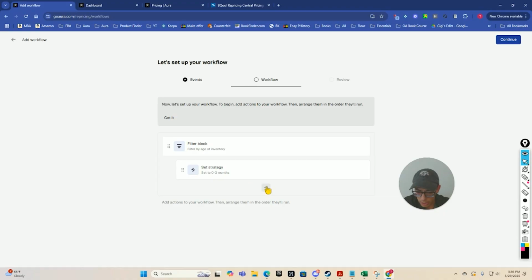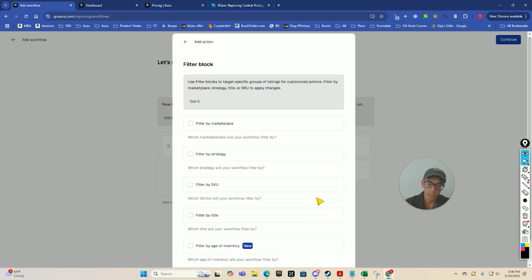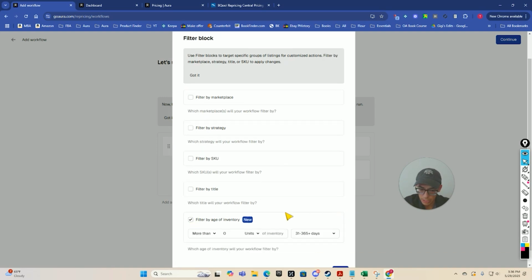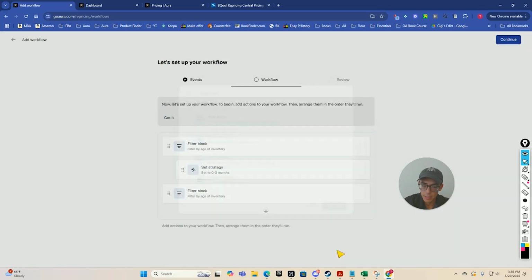Now we're not done yet because now we need it to transition once it's over 3 months to go to 4 months. And for example, when it's over 6 months to transition to 7 months and so on. So we're going to click on the add button and we're going to do the same thing over again. We're going to click the filter block, continue. We're going to scroll down by filter by age of inventory. Same thing. When you have more than 0 units of this thing, now what we're going to select is that we are wanting this to happen after the 3 months is up. So this is going to be 3 months to 6 months, 91 days to 180 days.